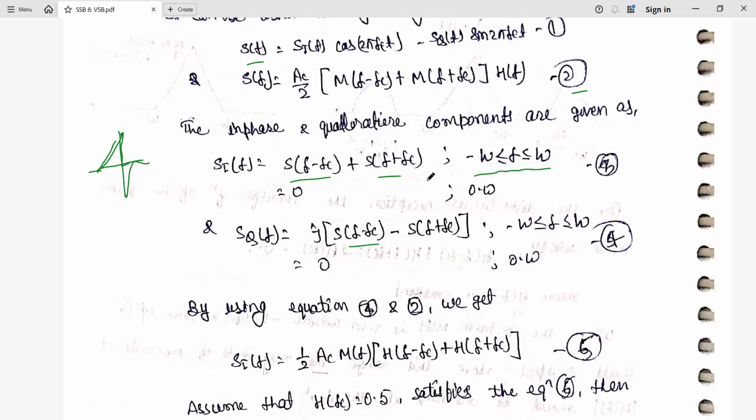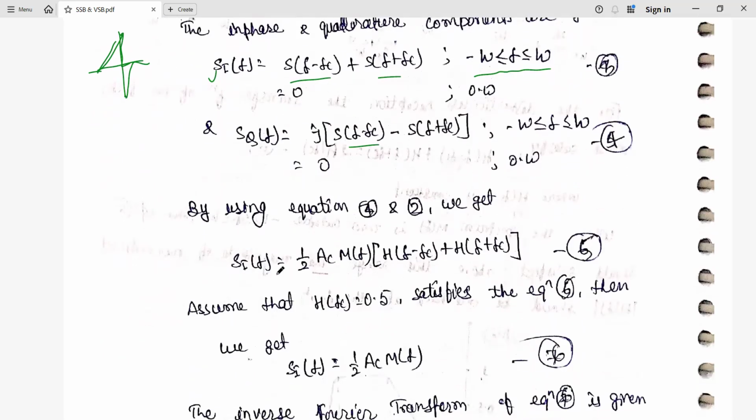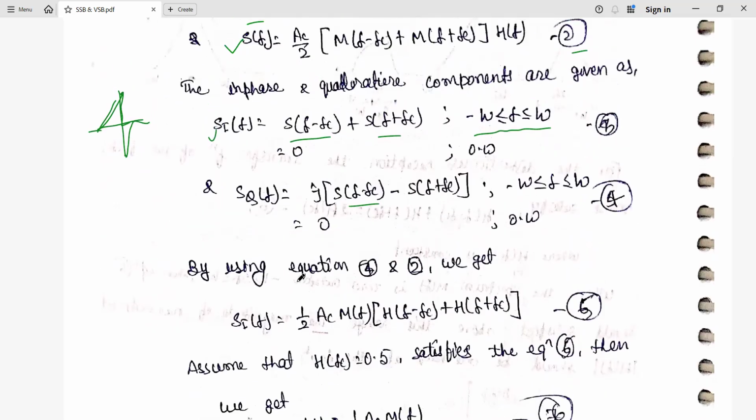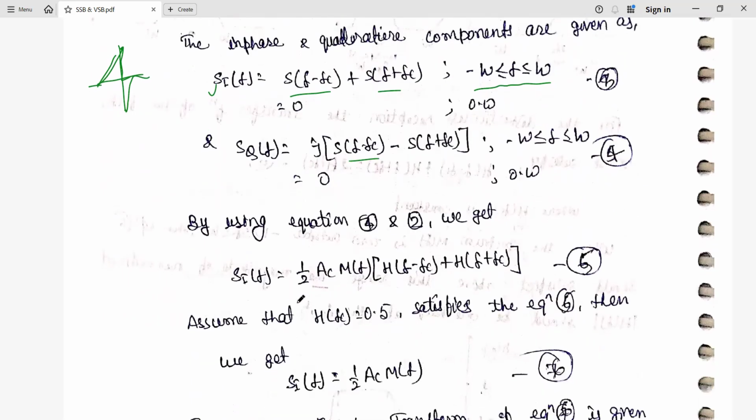So now we are going to utilize equations 2 and 3. What are the components that we are going to substitute there? By using equations 2 and 3, finally we have the in-phase component. Here you are seeing that we are substituting the values.